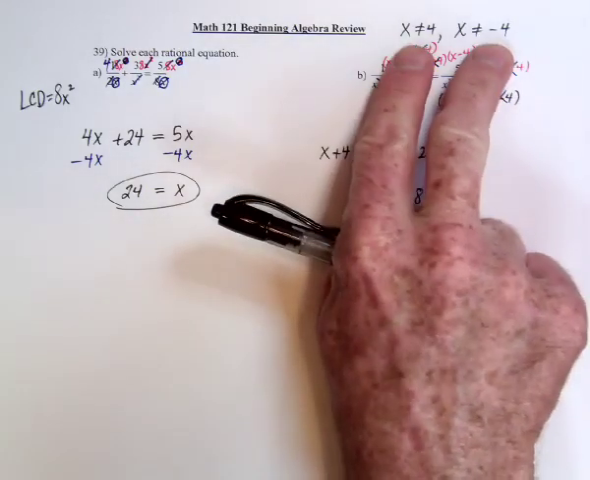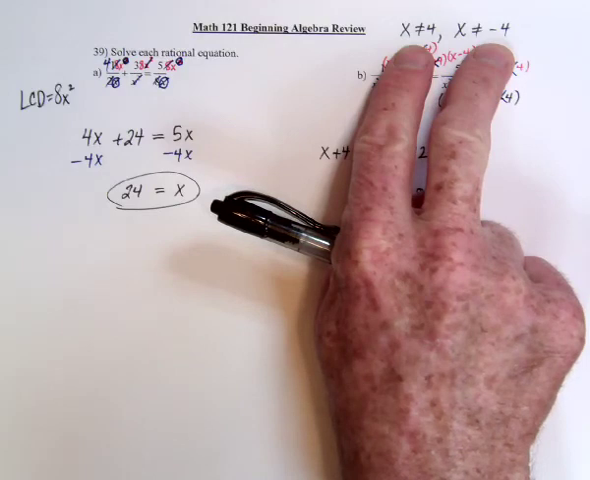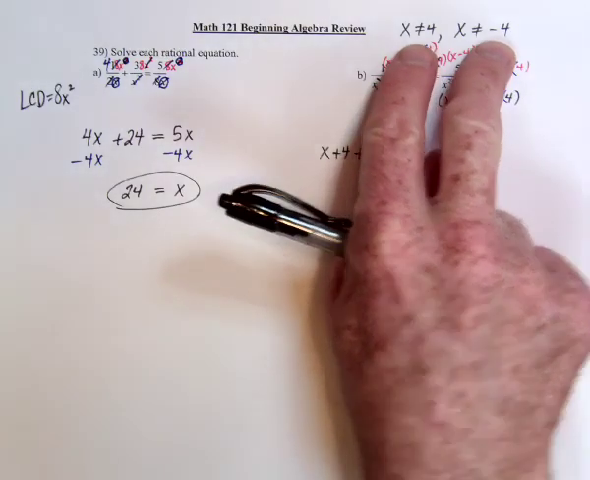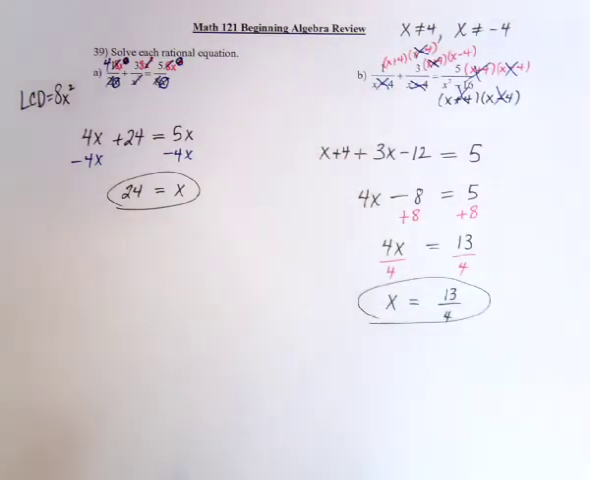And it didn't turn out to be one of these two answers. If it did, we'd just have to throw the answer away and say no solution, but nope, it's fine, 13 over 4.